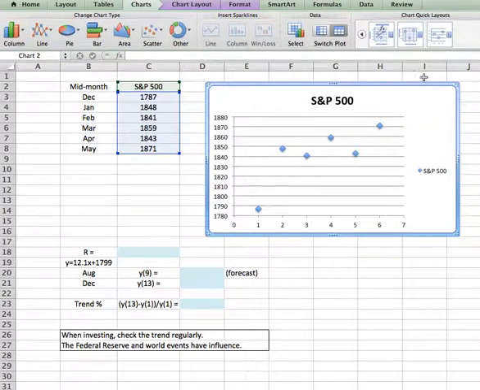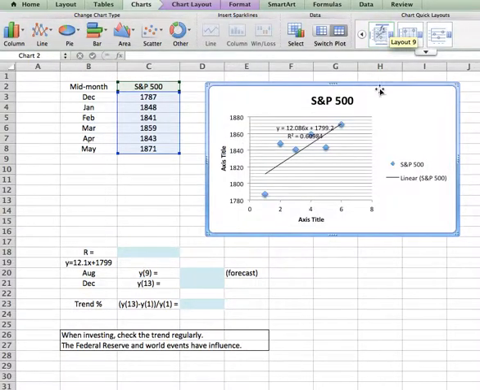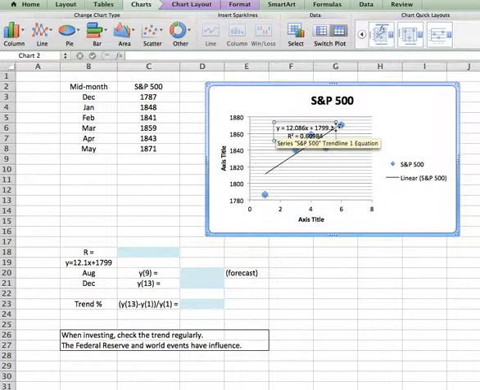Next, I want to go up to these quick chart layouts and slide through these. You notice the one here has an fx on it. That's the one that calculates the trend line. It does the linear regression calculations for us. When I click it, it draws the trend line. It shows me my equation for it, y equals mx plus b. In this case, it's y equals 12.1x plus 1799. And it gives me my R squared value of 0.60984.